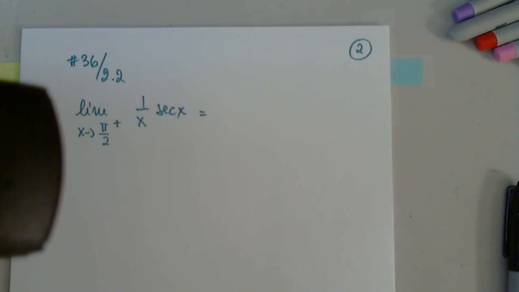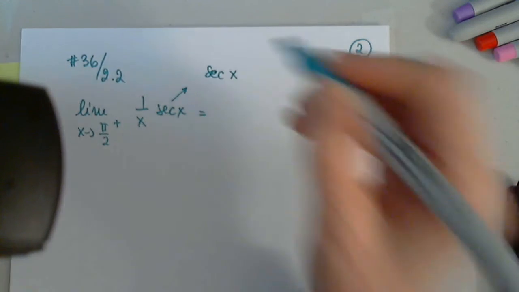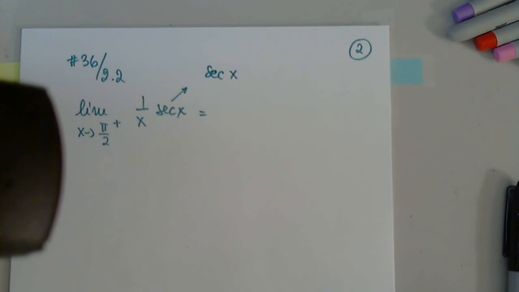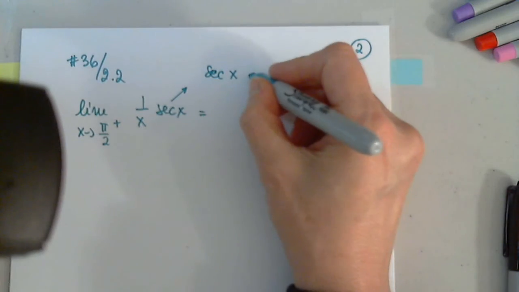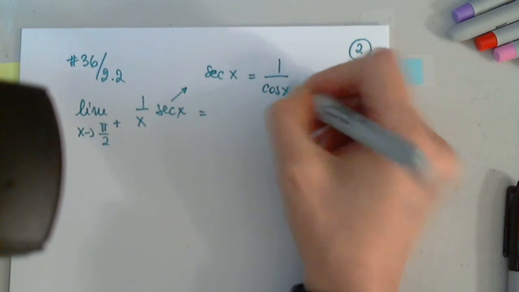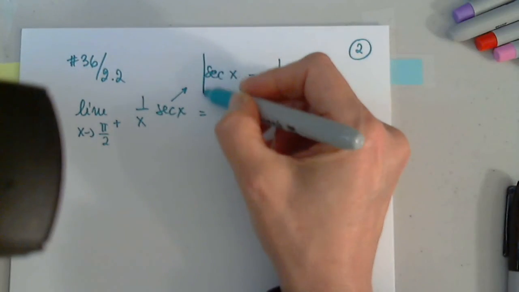Okay, so what about secant of pi over 2? Can anyone give us the definition of secant? We try to use simple functions. Trey, will you tell us what is secant x? What does it equal to? Okay, Trey's not here. So secant x equals 1 divided by cosine x. That's the definition of secant.